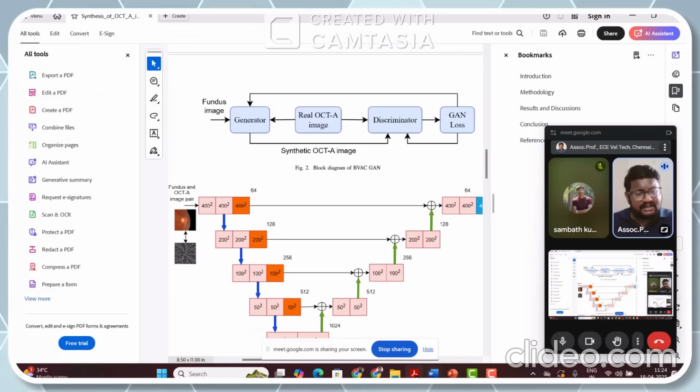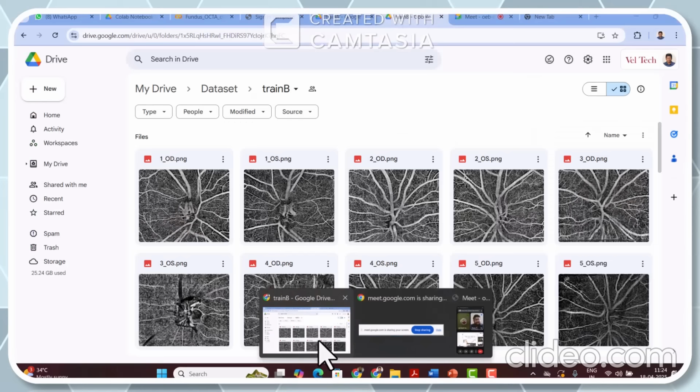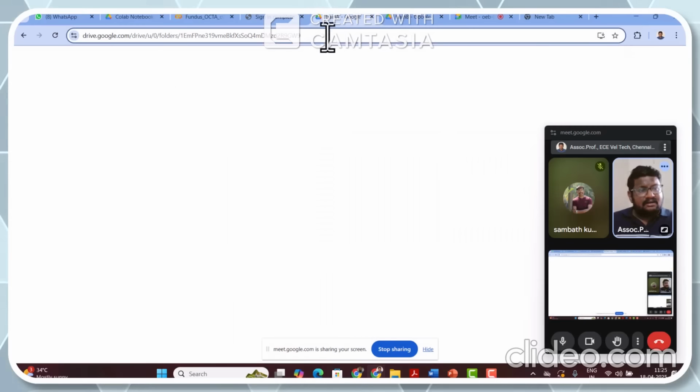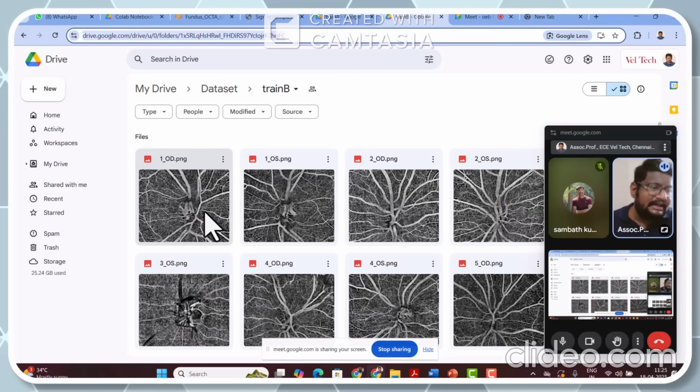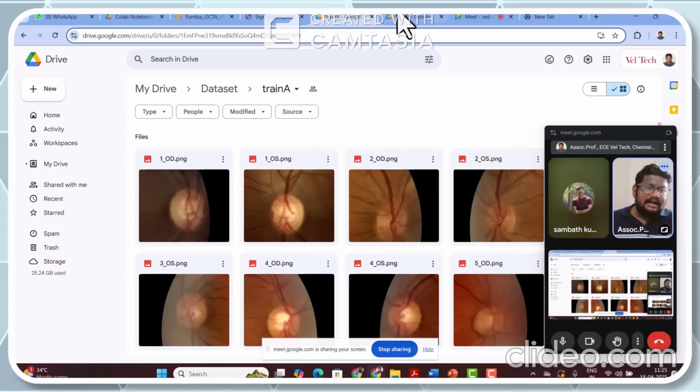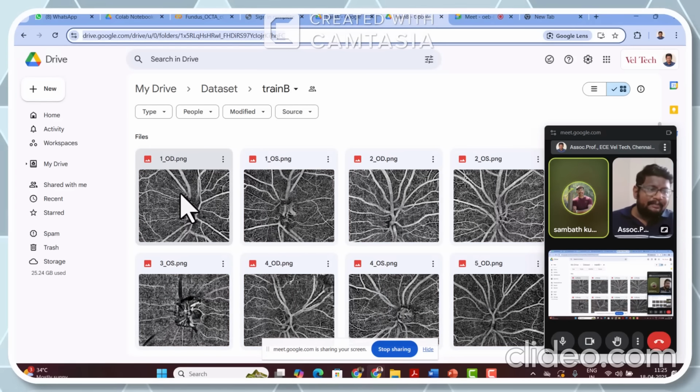Here the original image will be the fundus image, whereas its corresponding label will be an OCTA image. In the general GAN, we said the original image will be taken as 1 and the synthetic image will be taken as 0. But here what we do is map the paired image as its label. That is the modification we are making here, and that is called a conditional GAN.